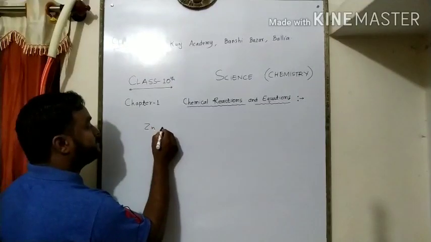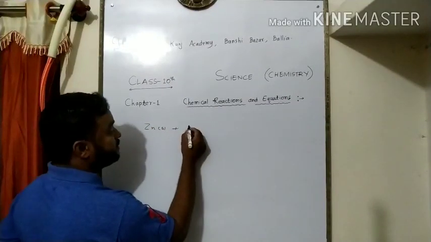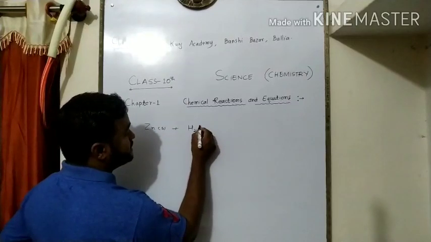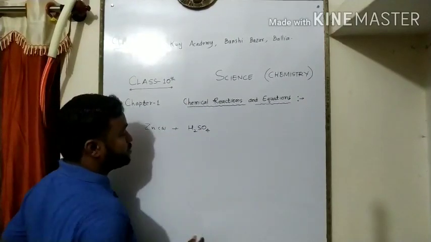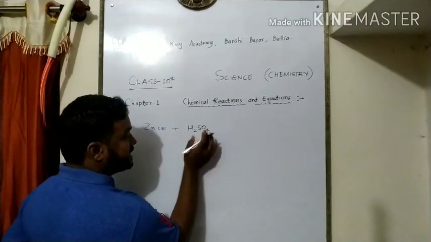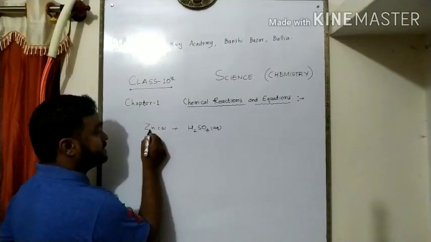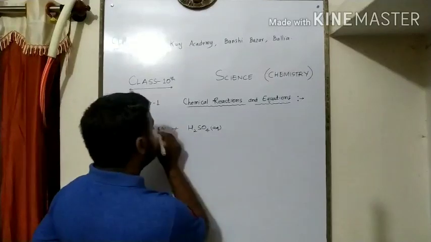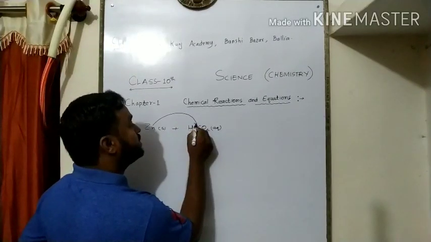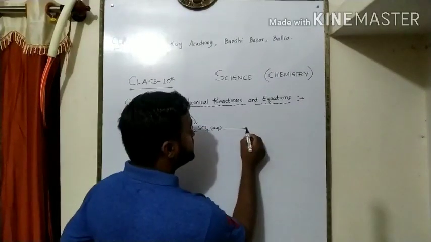Now dissolve this zinc again in a different substance. This is H2SO4. What is H2SO4? This is sulfuric acid, in the aqueous state. This is the zinc present in the solid state. When zinc granules are dissolved in sulfuric acid, what will be formed?